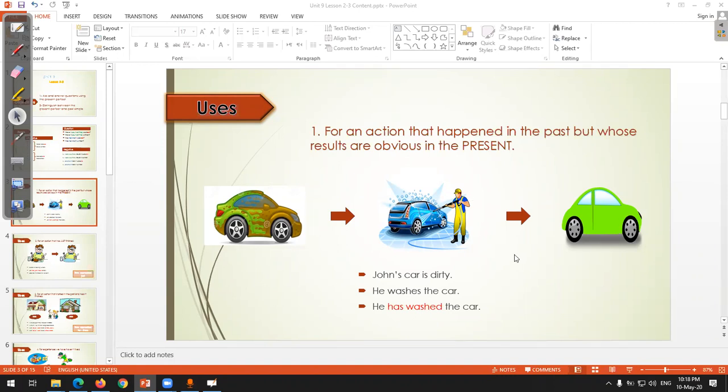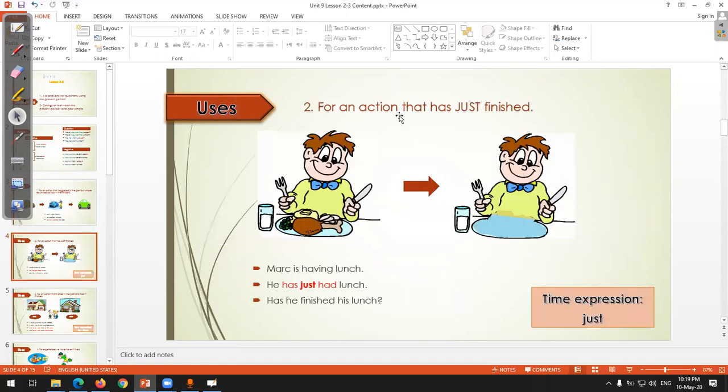Okay? When something just happened and just finished in the present, that means we can use the present perfect for that. Let's take another example. Here for an action that has just finished, okay? Like this guy is called Mark. Mark is eating. Mark finished his food, but he didn't stand up yet. That means we can use the present perfect. He has just had his lunch, okay? That means he just finished his lunch right now, okay? So just is used to express the present perfect.